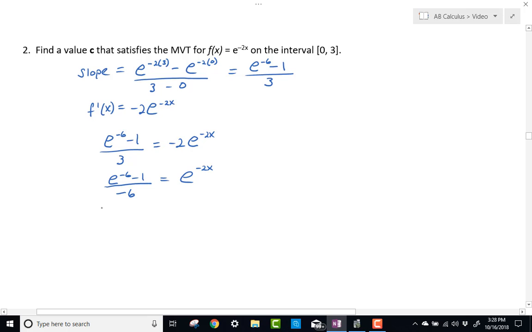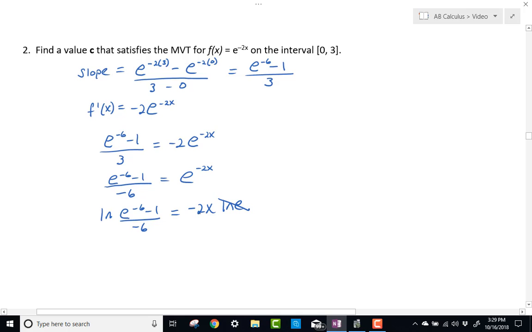Wow, this is getting uglier than I thought here. So we'll go ahead and log both sides. Natural log of (e^-6 - 1)/-6 equals natural log. Something's not right with my pen. Alright, so logging the right side, you get -2x ln of e. We know that ln of e is just 1.